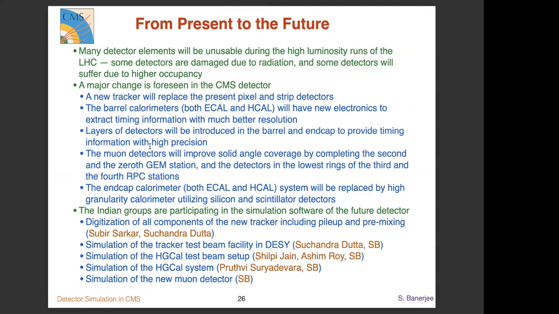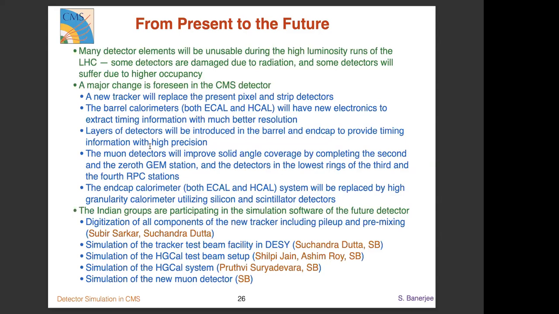We have a new tracker. We have the barrel calorimeter. Both ECAL and HCAL will have new electronics to extract timing information with much better resolution. We are introducing timing detectors both in the barrel and endcap to provide precise timing information. And so we have now not just 3-dimensional information, but 4-dimensional information for every hit.